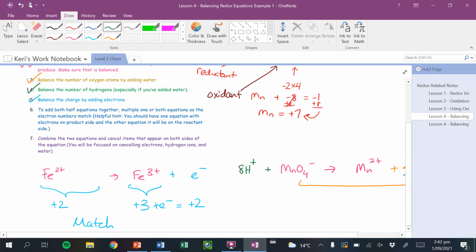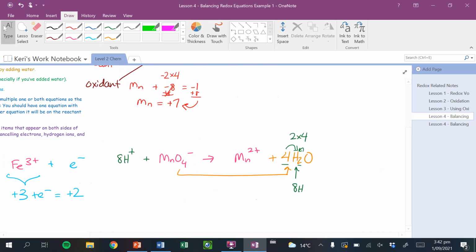So that step's done. Step number 5 is to balance my electrons, and we're going right back to those charges. So when I look at this side, I have a +8 because each one of those hydrogen ions provides a +1, and there's 8 of them. And I have 1 permanganate that's providing a -1. So total charge on this side is +7.